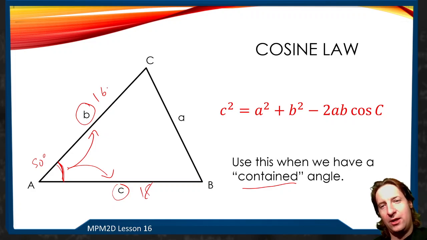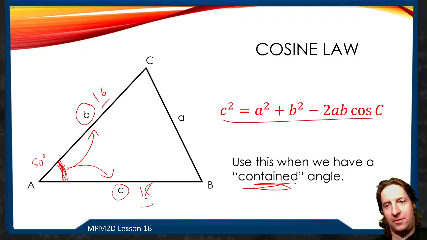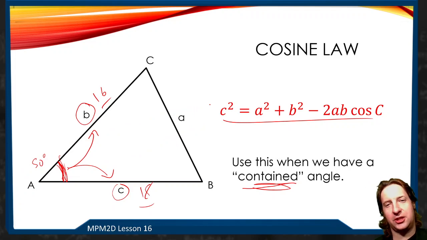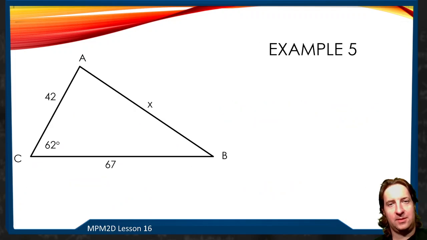If my known sides are around my known angle, it's contained within it. This angle is contained within known sides. I have to use the cosine law. Because in that case, sine law won't work because there's no pair of these things that I can actually solve the problem with. Okay, so let's see what I mean by that.